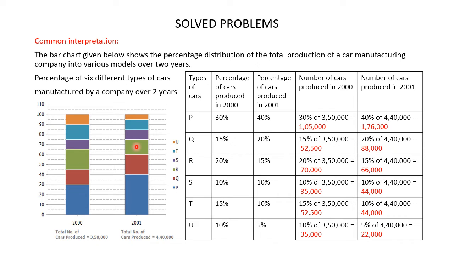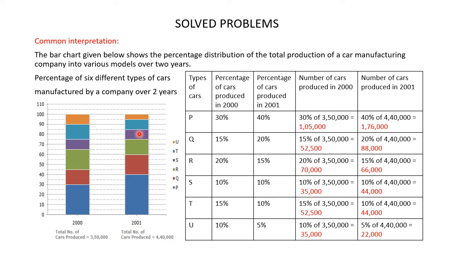This green rectangle is for R type of cars. The height of this green rectangle is 75 minus 60, which is 15. This means that 15% of the total number of cars produced in 2001 is of the R type.